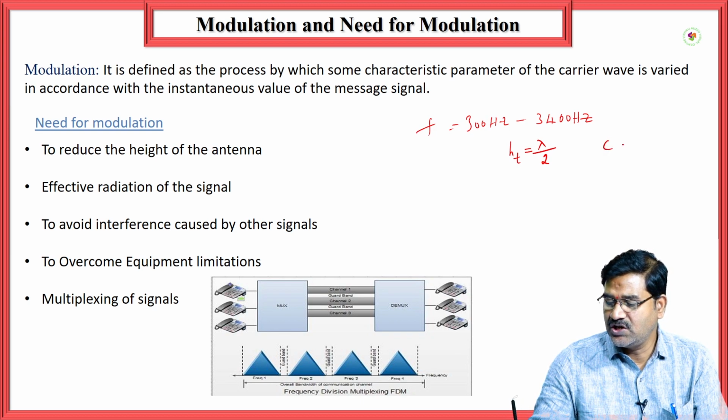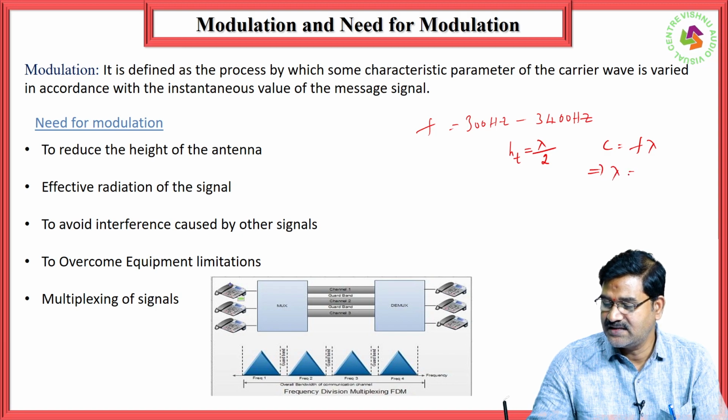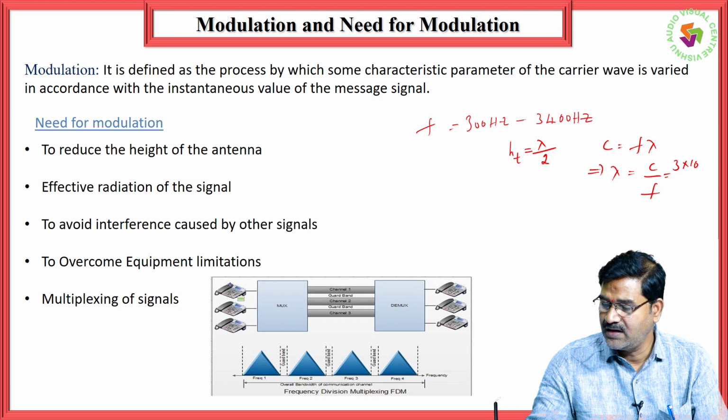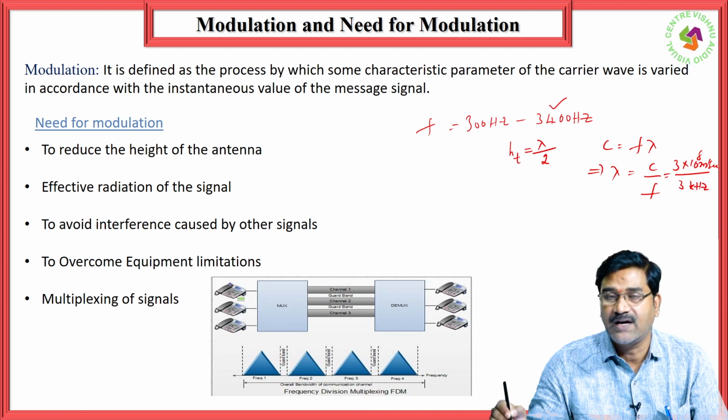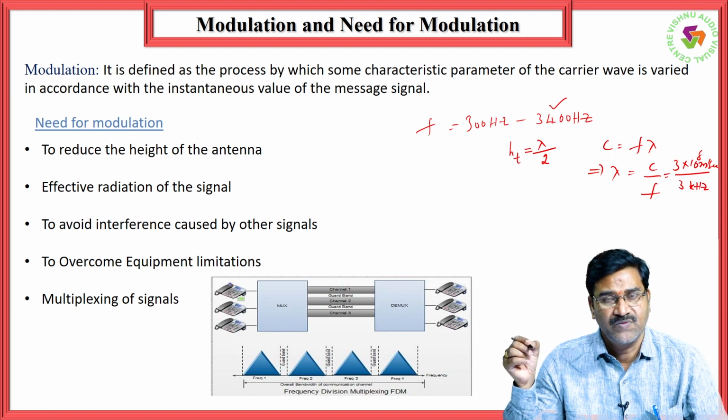You know that C equals F lambda. From this we can calculate the lambda value as C by F. C is 3 into 10 power 8 meters per second, divided by the frequency. Let us take a higher frequency. For simplicity of calculations, I am taking 3 kilohertz as my signal to be transmitted over the system.